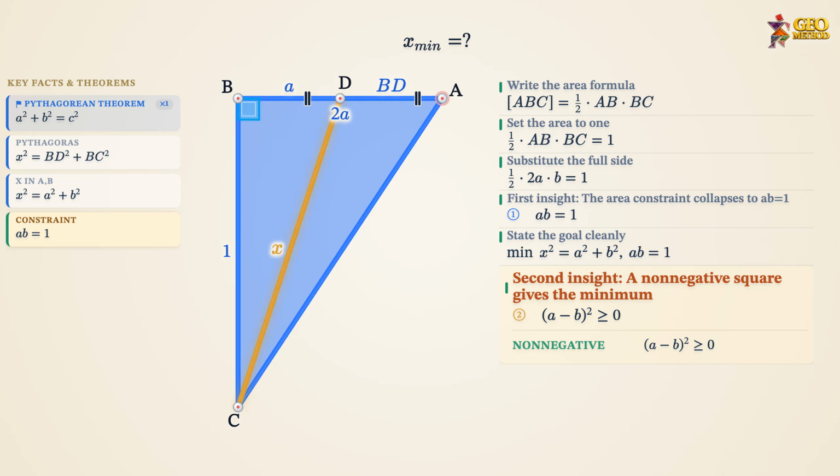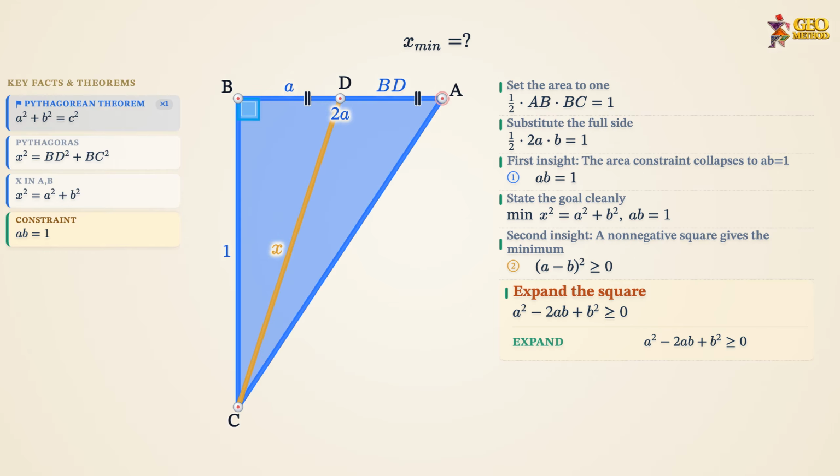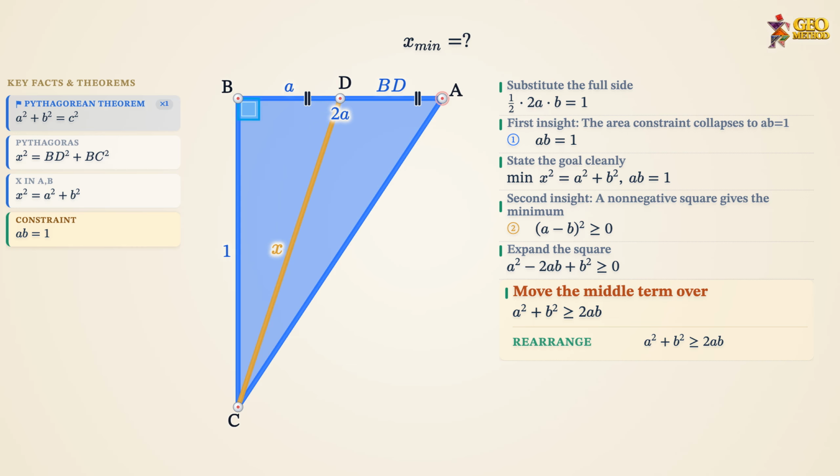A second insight now finishes the structure. A non-negative square gives the minimum. Multiply the square out. a minus b squared becomes a squared minus 2ab plus b squared, and that whole expression is at least 0. Add 2ab to both sides. The inequality rearranges into a squared plus b squared is at least 2 times ab. Notice the left side is exactly x squared.